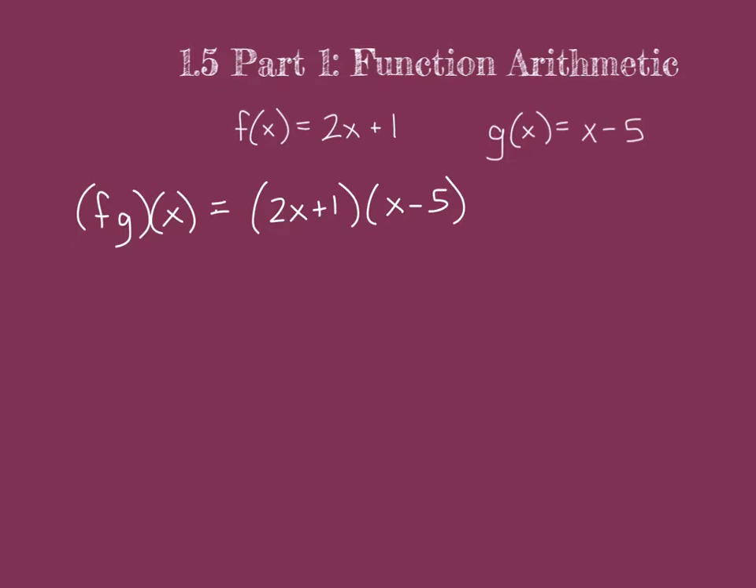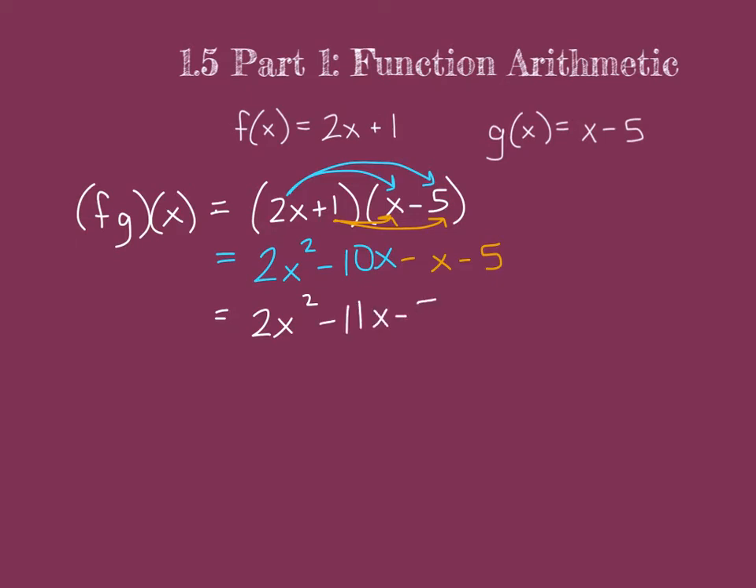So when we multiply this, we'll do 2x times x and then 2x times negative 5 first. So we'll have 2x times x, which is 2x squared, and then 2x times minus 5, minus 10x. Then we'll take the 1 and distribute it to both terms again, and we'll get minus 1x and then minus 5. Then we'll combine like terms. We have a quadratic term now, and we have minus 11x and then minus 5.